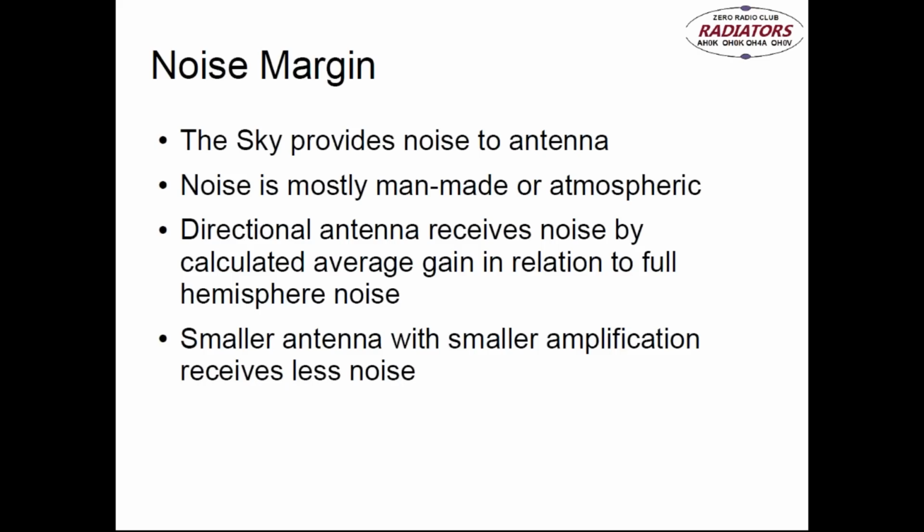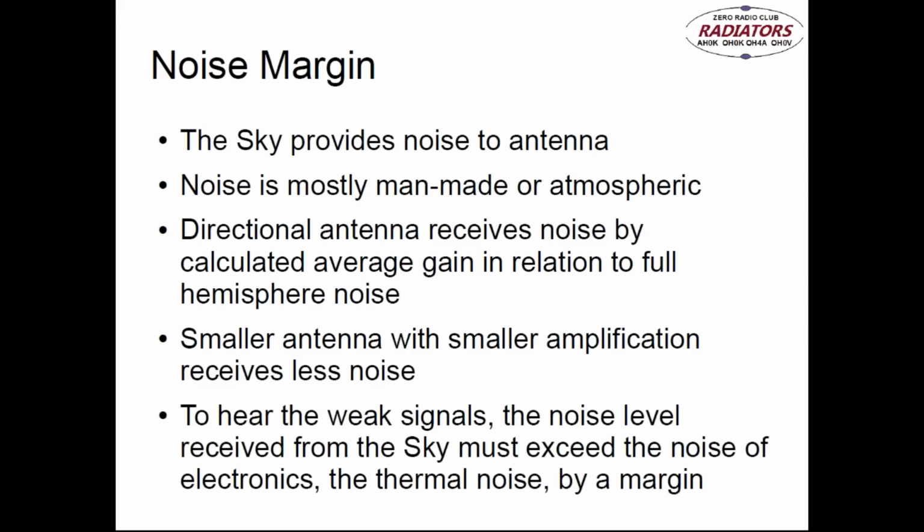Then directional antenna receives noise by calculated average gain in relation to full hemisphere noise. So the amount of the noise depends on the location where you are. That's the same thing in other words. And then smaller antenna with smaller amplification receives less noise total. So to hear the weak signals, the noise level received from the sky through the antenna system must exceed the noise of electronics, the thermal noise, by a margin. So thus the word noise margin.